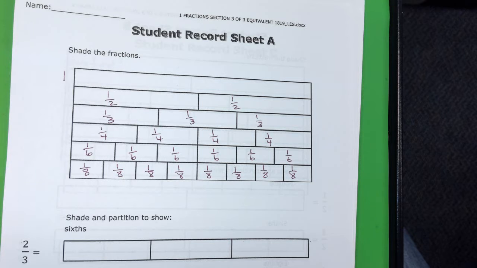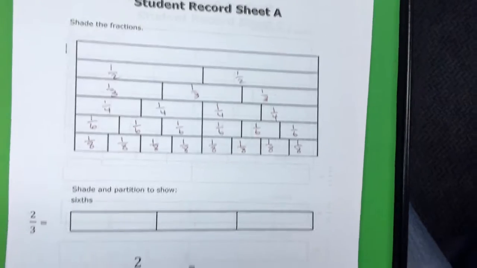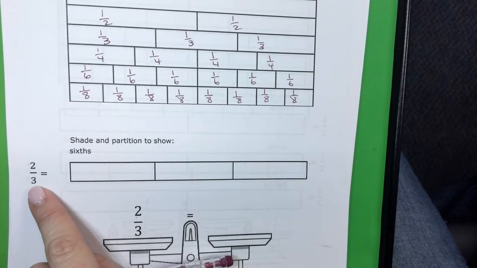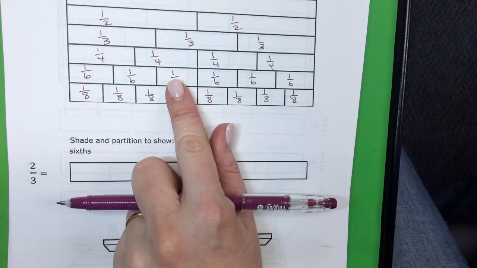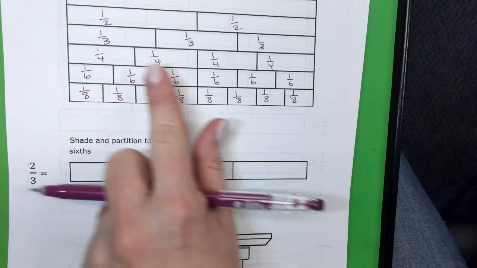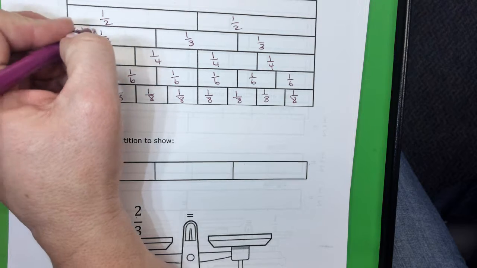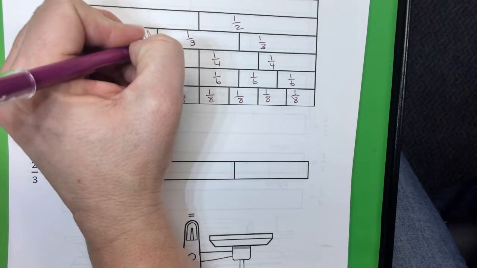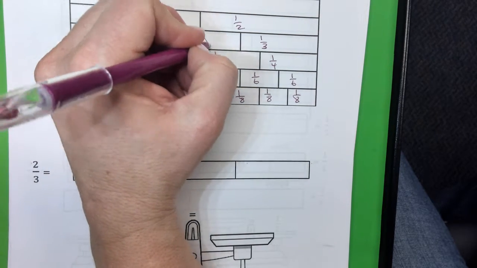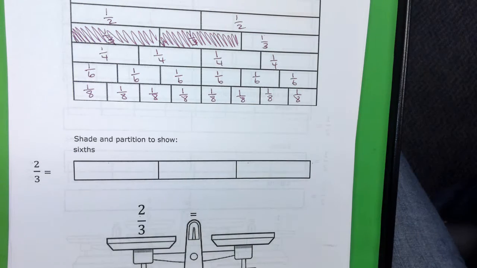Okay, so what we're going to do is show an equivalent fraction to 2/3. So I want to go up to my fraction strips and shade 2/3. So I'm going to find my thirds and I'm going to shade 2 of them. And I'm not blacking it out, I'm just quickly shading it in so I can see with my eyeballs how much space that takes up.